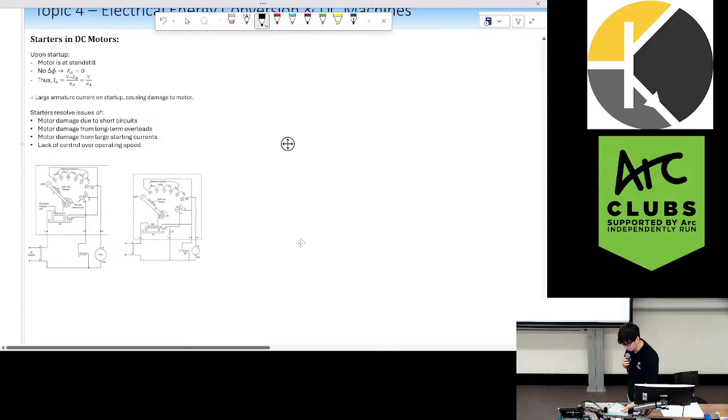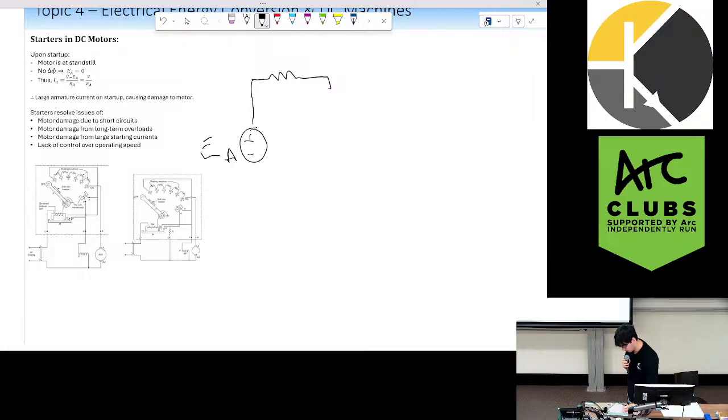And if we look at our circuit, if this is 0, then all of our voltage drop will have to be across this resistor. So this current will be at a maximum because we have a maximum voltage drop across this resistance, which is still the same. So when we're starting a DC motor, what we find is that we're going to have the largest current that this motor will ever experience.